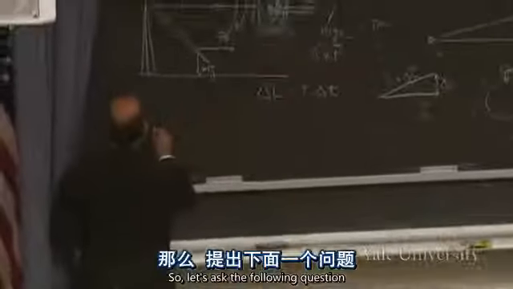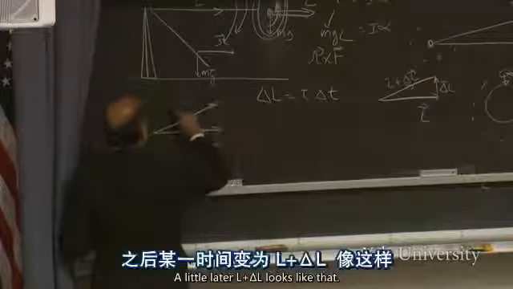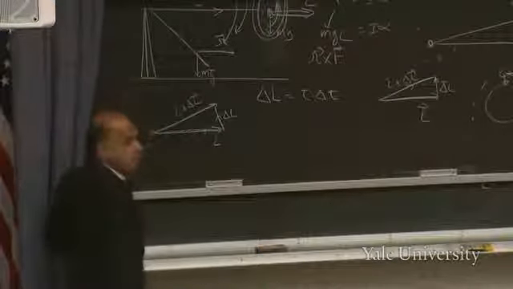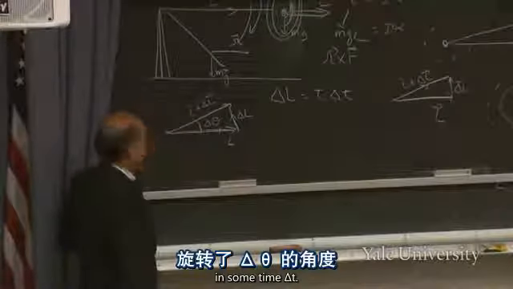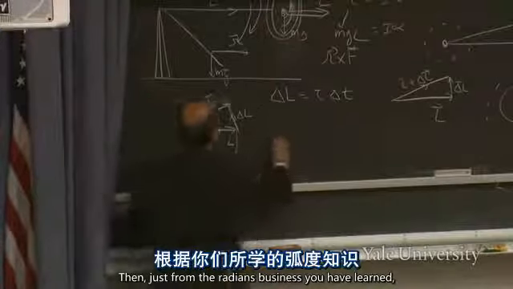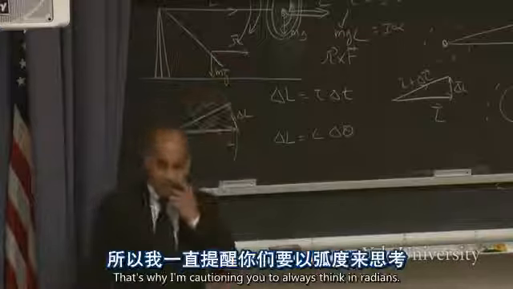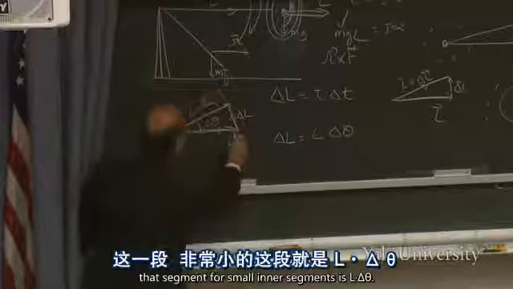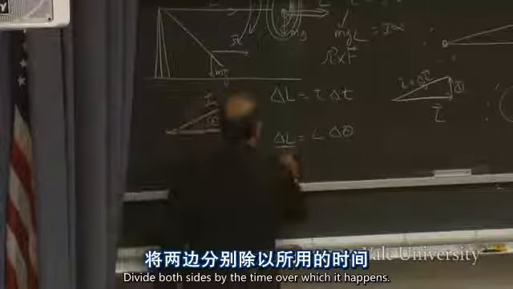So let's ask the following question. Here is a gyro whose angular momentum is L. A little later, L plus delta L looks like that. This is delta L. And it rotates an angle delta theta in some time delta t. Then, just from the radians business you've learned, I think you guys know that delta L is L times delta theta if theta is in radians. That's why I'm cautioning you, always think in radians. So if you rotate a vector by an angle delta theta, that segment for small angles is L delta theta. So divide both sides by the time over which it happens.